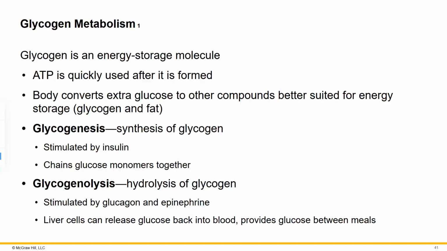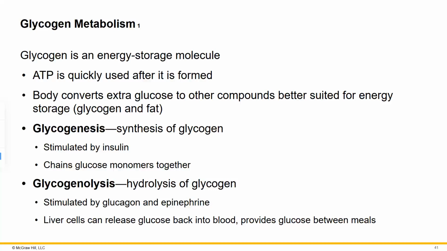It's stimulated by insulin. So if there's too much blood sugar, or too much sugar in the blood, we want to reduce the amount of sugar that's in the blood. And how do we reduce it? Well, combine it together into the storage form of glycogen and store it in your muscles and liver for later use.